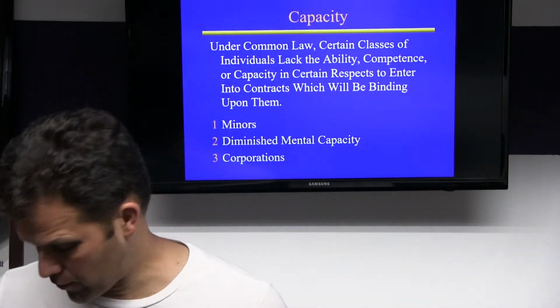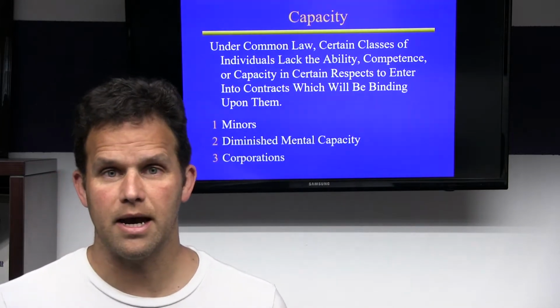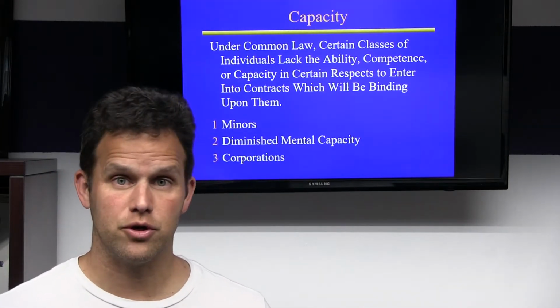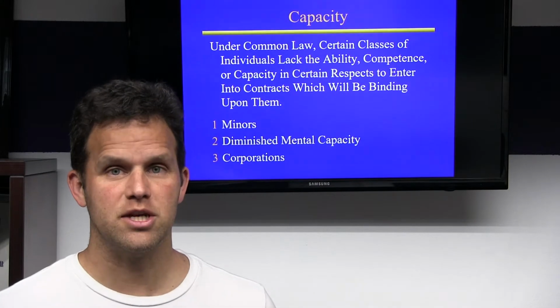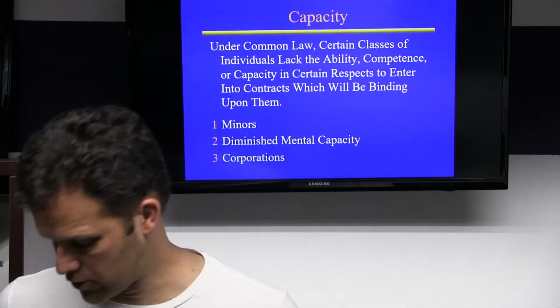And finally, corporations do not have capacity. It's one of the reasons why there has to be a power of attorney or someone that represents a corporation, but a corporation itself does not have capacity to have an enforceable contract.